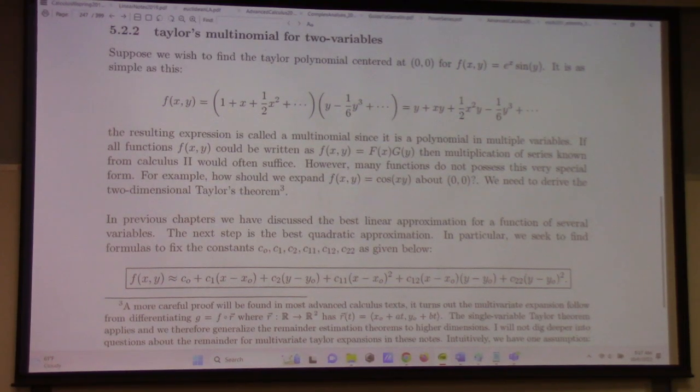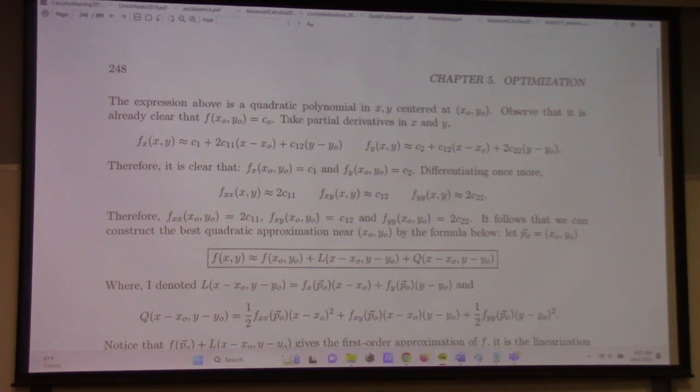But what's the meaning of the higher order terms? Well, if we take the partial derivative with respect to x, we get c1 plus this and c2 plus that. If I evaluate at x naught, y naught, I pick up the coefficient as the partial derivative. And if I differentiate a second time, I get this and that for the second derivatives, xx, xy, yx, yy. When I put it together, I can write that f of x, y is equal to f of x naught, y naught, plus this linearization, plus this quadratic form.